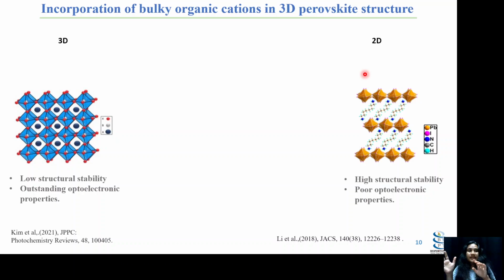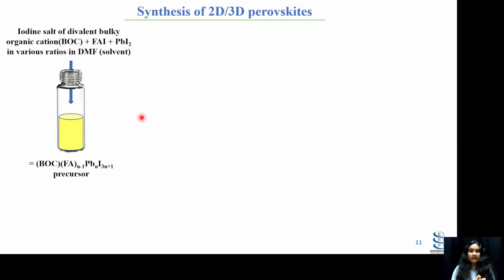So now, talking about how I synthesized these 2D mixed 3D perovskites in the lab. I took the iodide salts. In FAPbI3, I is the halogen atom. So I took iodide salts of the divalent bulky organic cation, the iodide salt of the formamidinium cation, and the iodide salt of lead metal. I combined them in various ratios in the solvent DMF in order to get perovskite precursors of various n layers or n values.